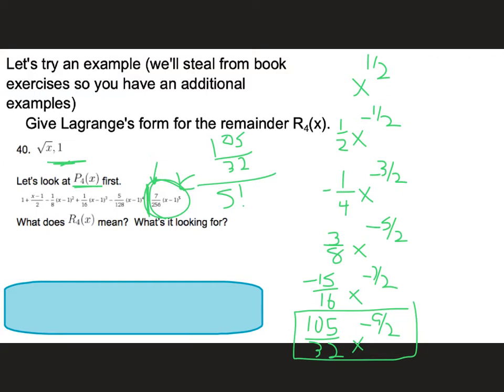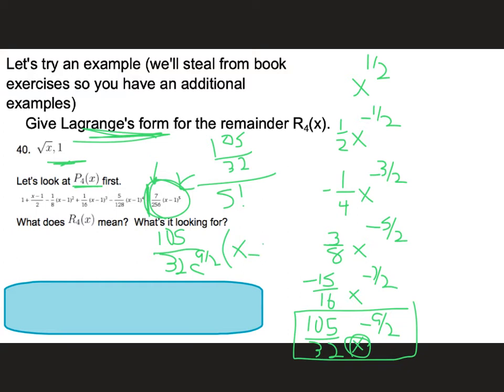But anyway, for the Lagrange's form of the remainder, we want to know the maximum value, or the value, C value. So let's just plug in C for that. We're going to have 105 over 32, and I'm going to write that as C to the 9/2 down here. Of course, I wrote down X, not C. I don't know what C is, so it's some number in the interval. Don't know what that interval is. Don't know what that number is.